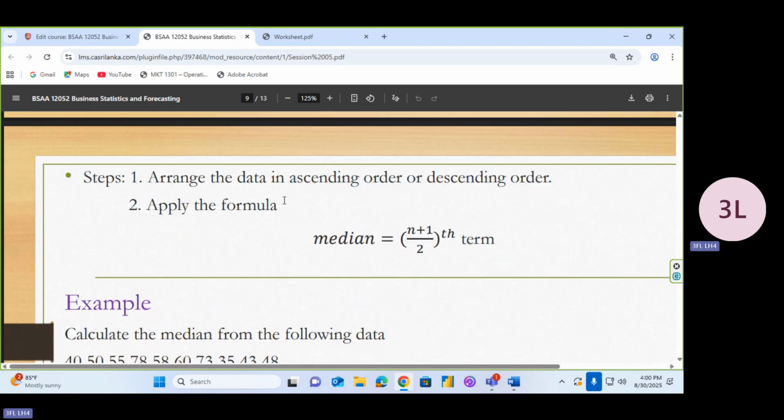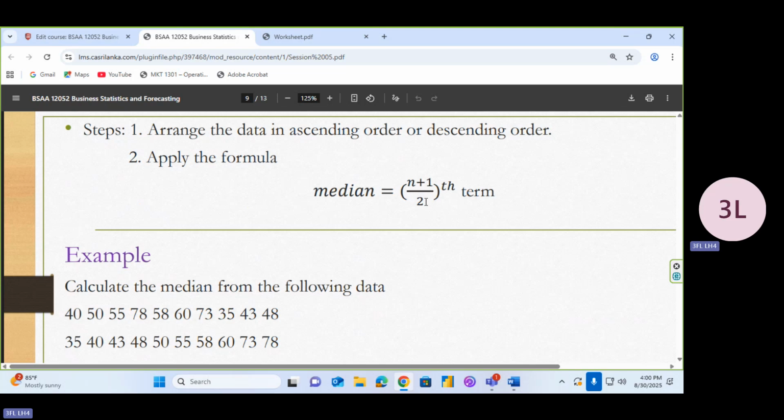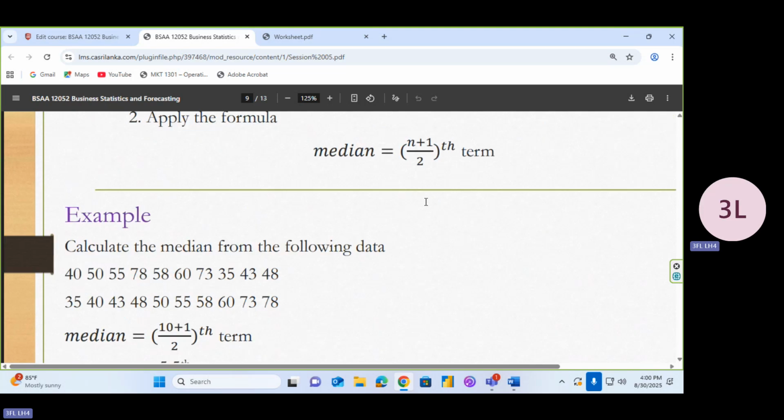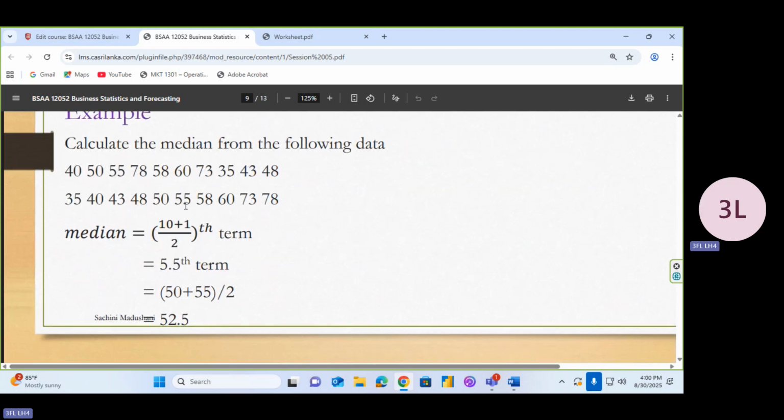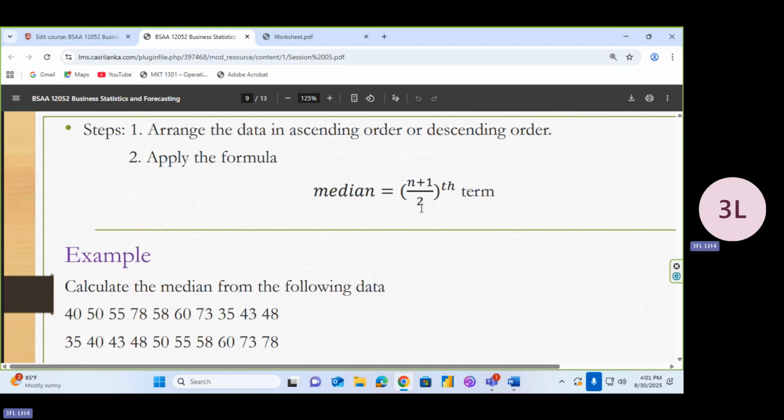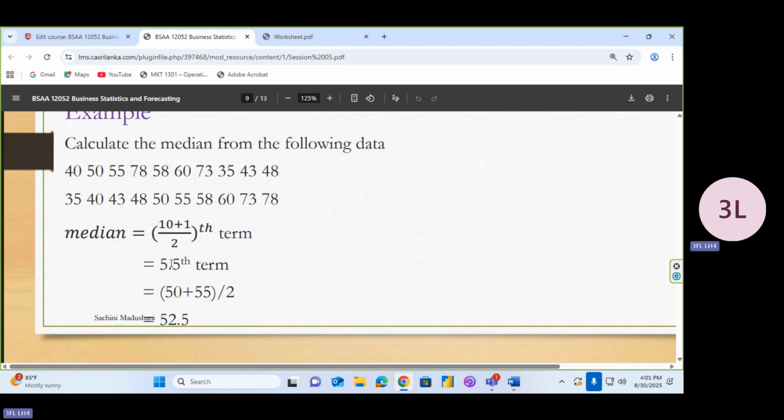The formula is n plus 1 divided by 2, where n means how many observations there are. Here there are 10 observations, so 10 plus 1 divided by 2. What is the answer? 5.5th term is the median position. This is not the median value itself; 10 plus 1 divided by 2 represents where the median is, which term is the median.